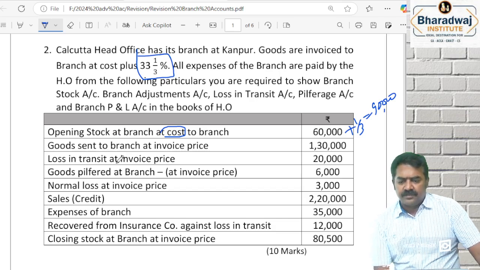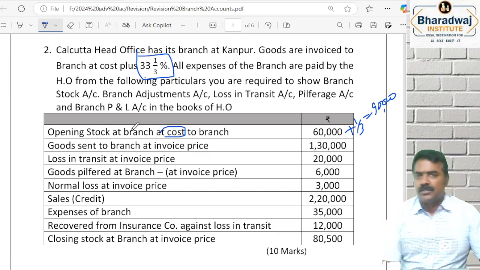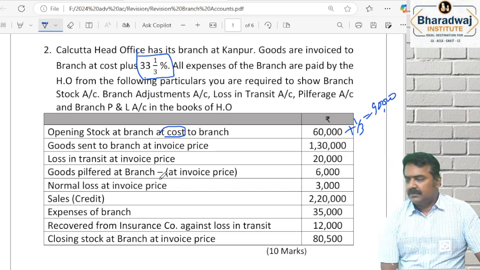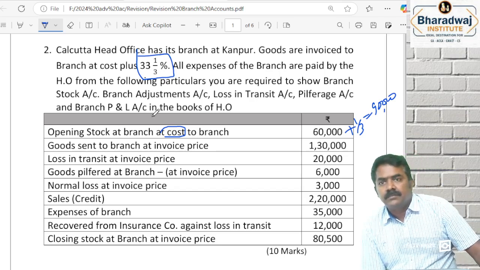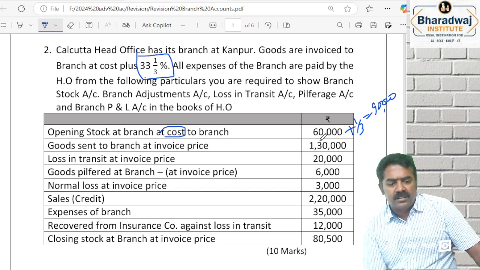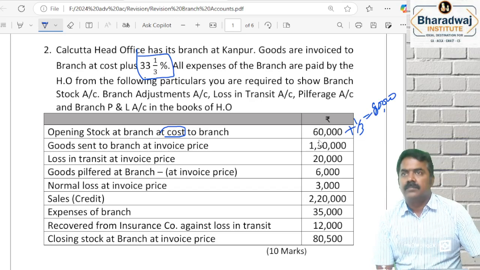In the question, we are not given the debtors' opening balance or closing balance. Is the opening stock 80,000 or 90,000? It is cost plus one third, on cost one third, so 60,000 plus one third, okay, 80,000.